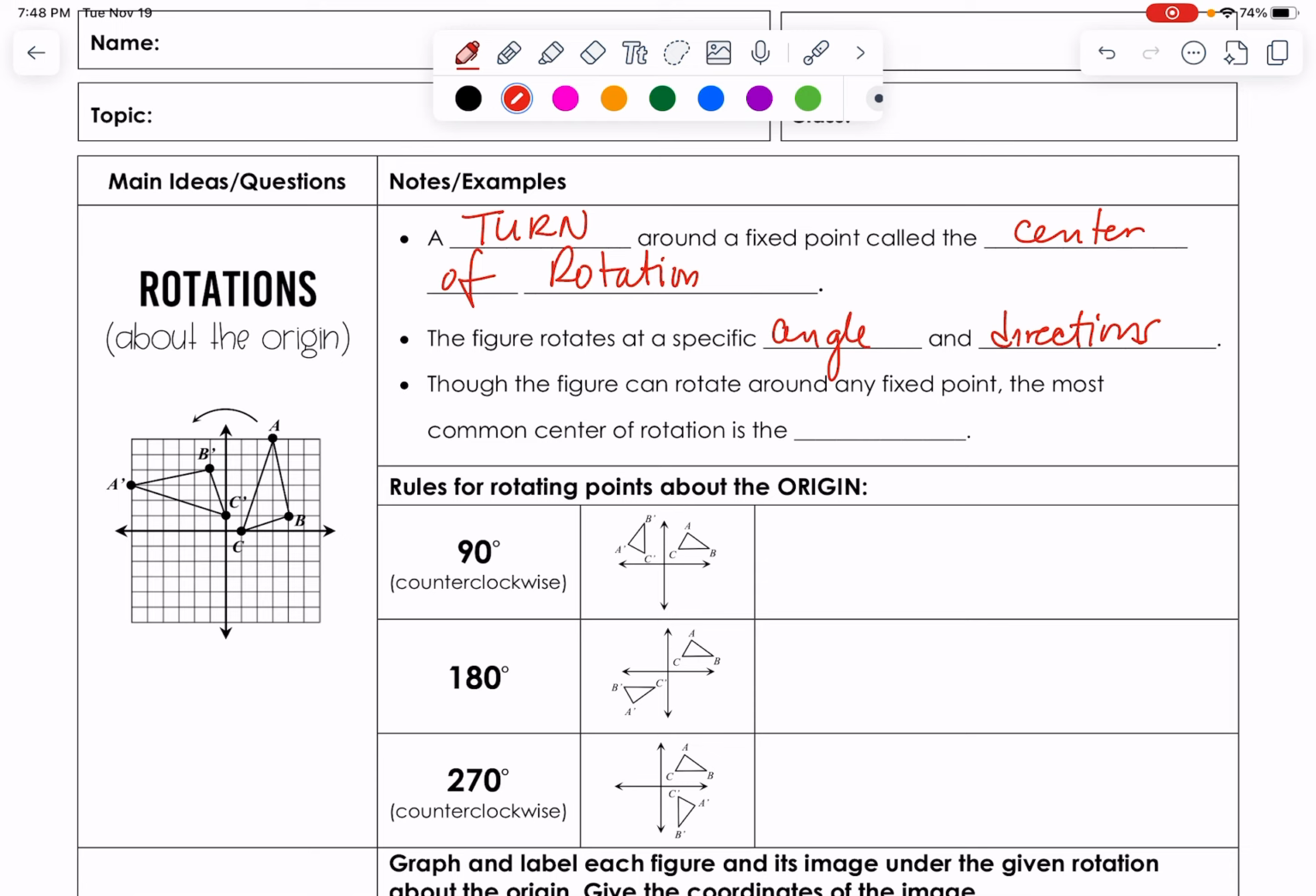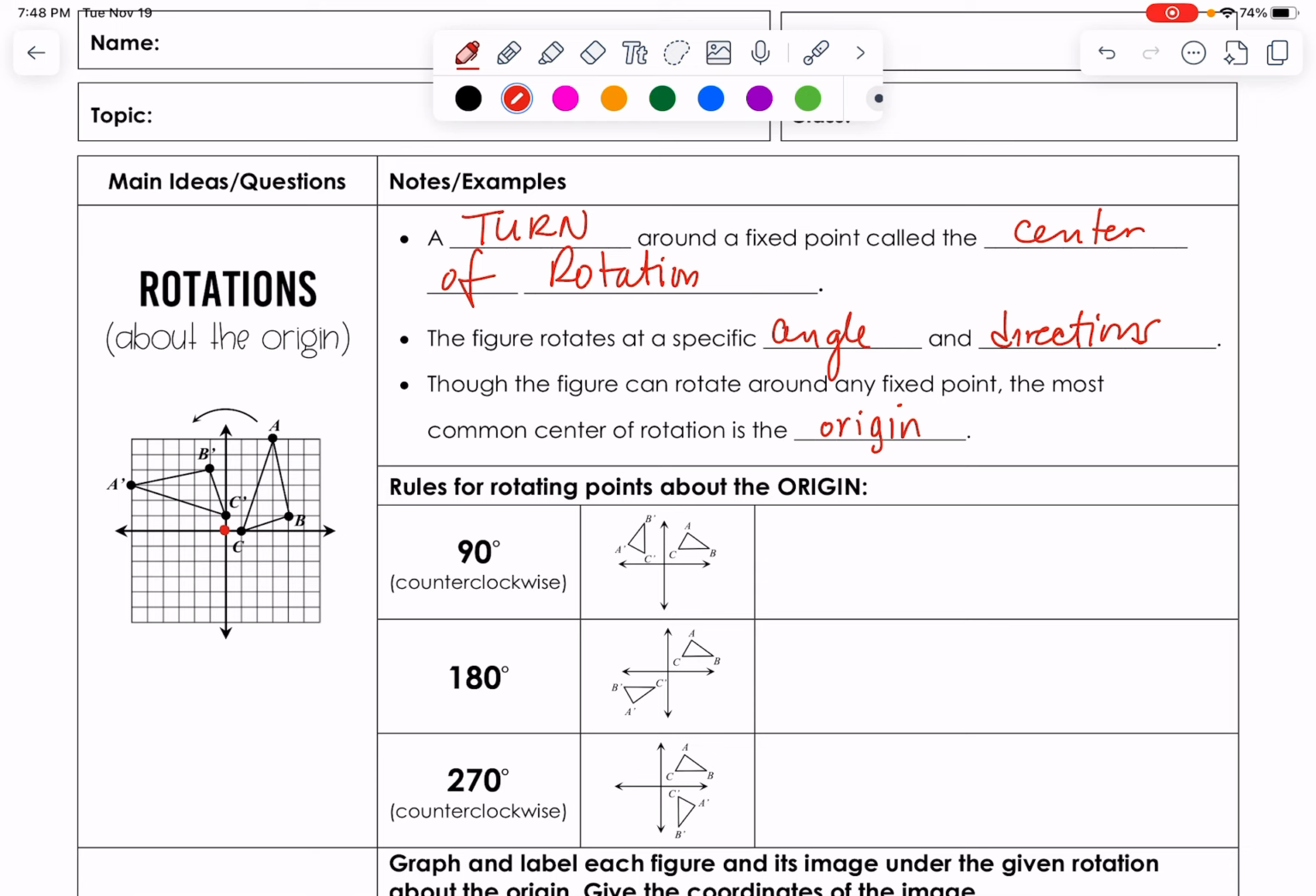The figure can rotate around any fixed point. The most common center of rotation is the origin. I think that for most things, we will be sticking with that as our center of rotation. So, a couple things. There are some common things that we do.